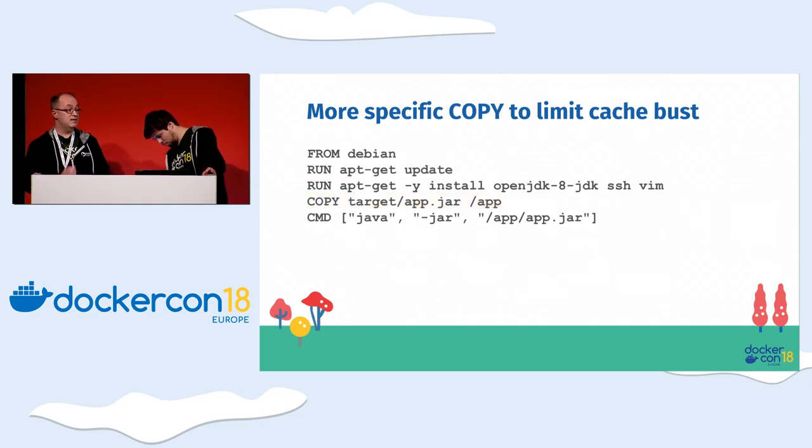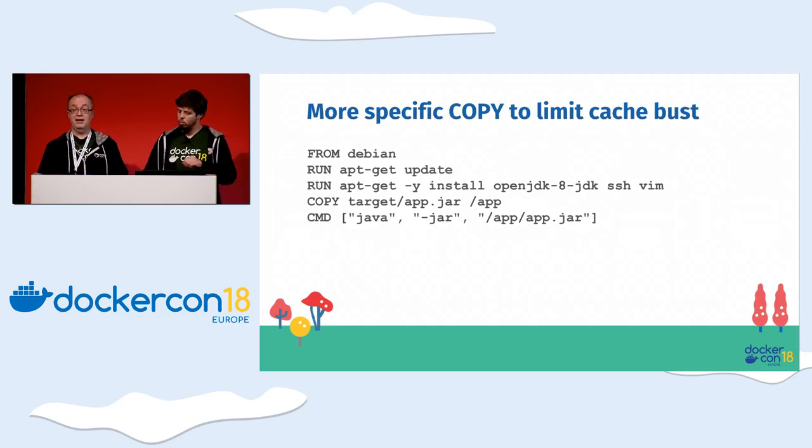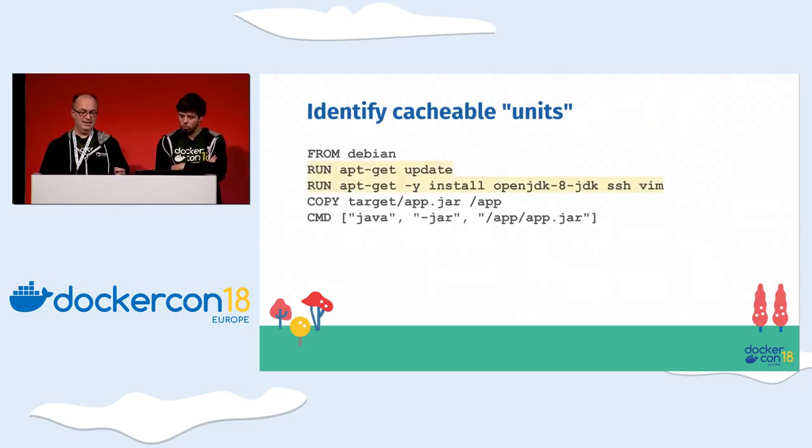So we optimized the Dockerfile for caching. The rebuild times are good, but sometimes caching is not what you want. You want to be more specific about what to cache and what not. In this case, these two lines, the apt-get update and apt-get install, are two separate lines in the Dockerfile.